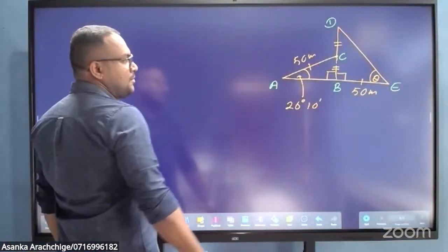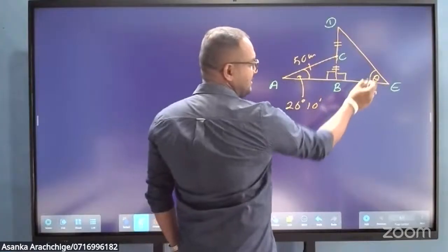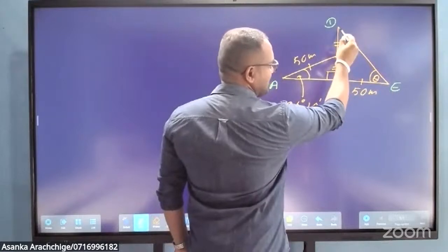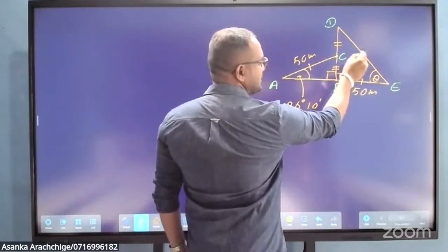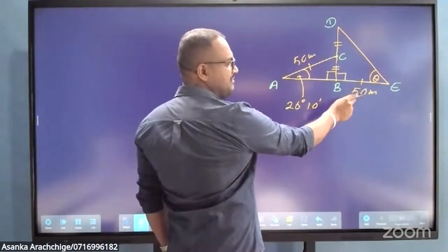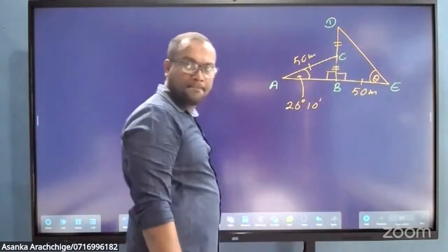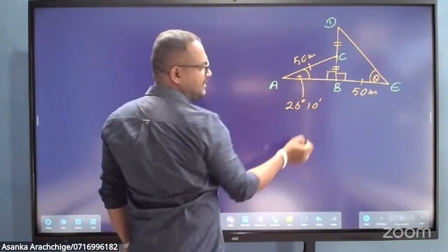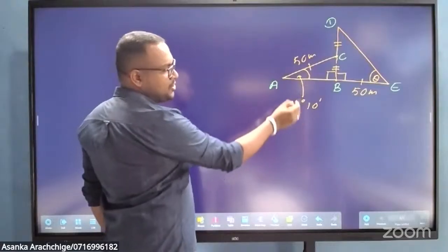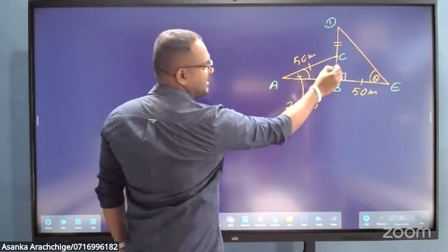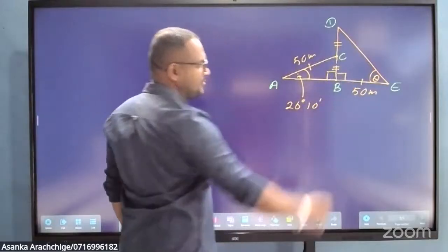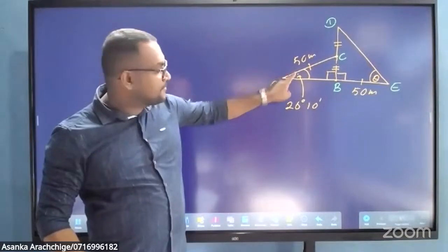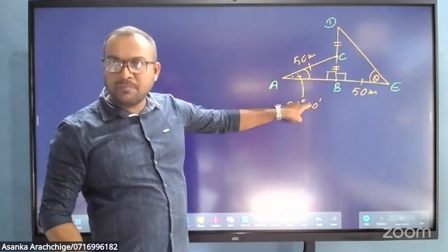Okay. To find this angle, we have the length of one side, but we still don't know this side or this side. But from this right angle triangle, as we know this angle and this side, you can find the length of BC. Remember, this angle is 26 degrees and 10 minutes.